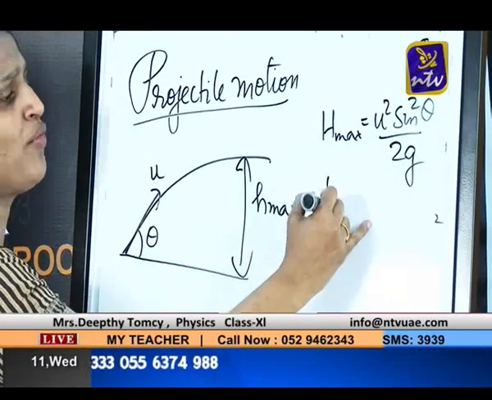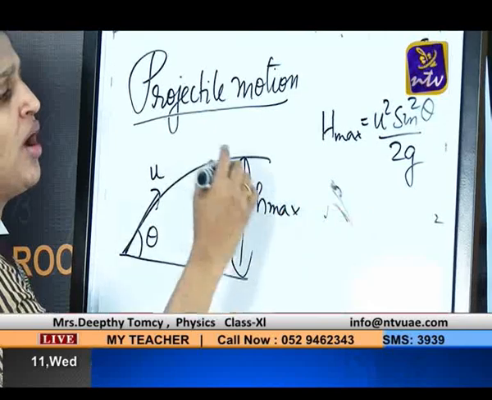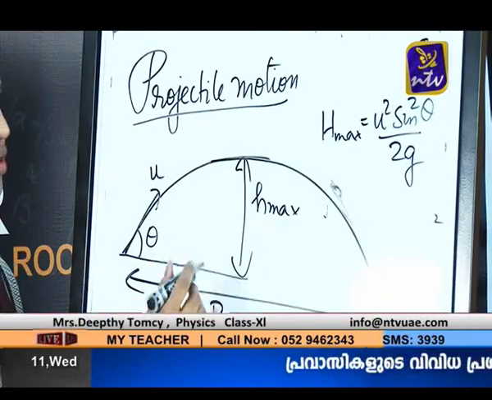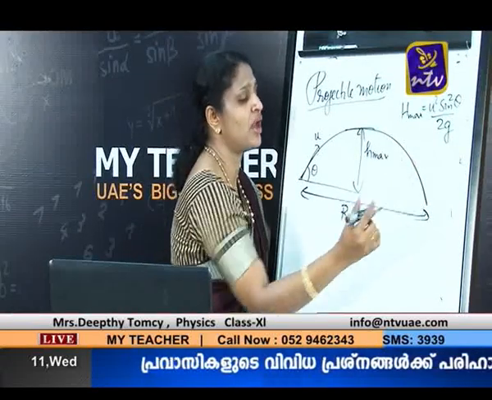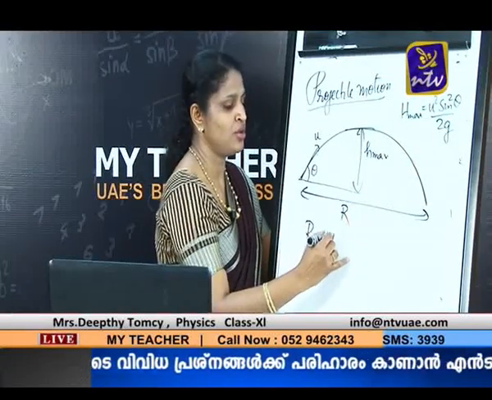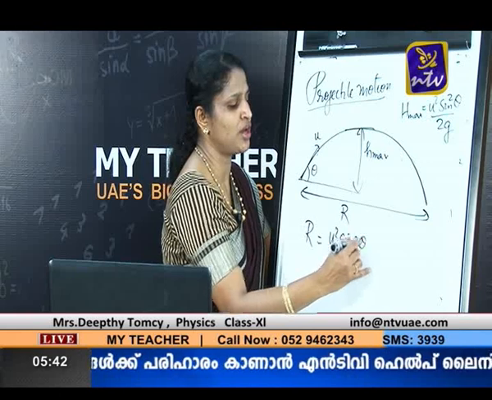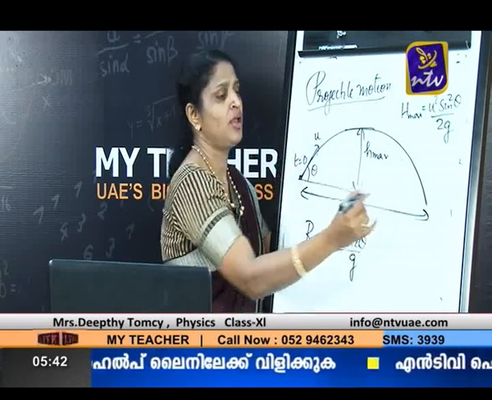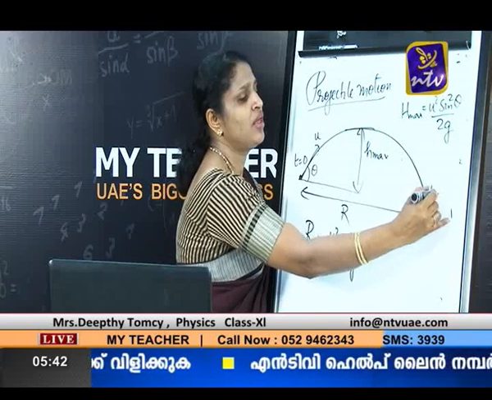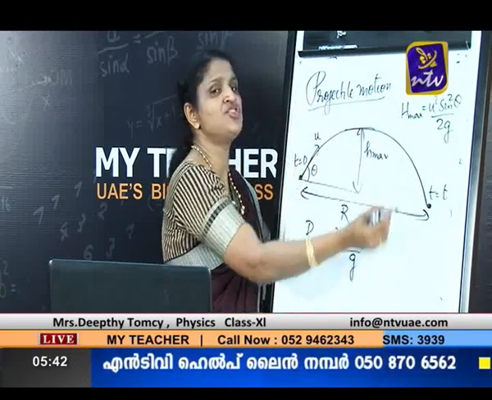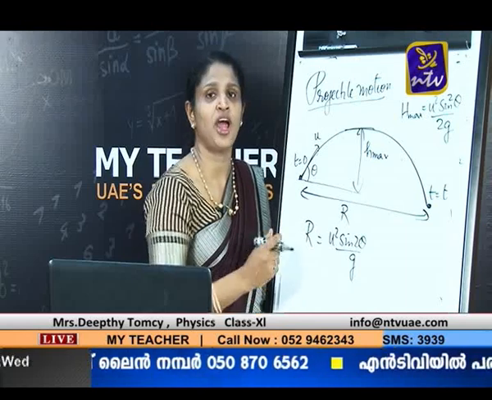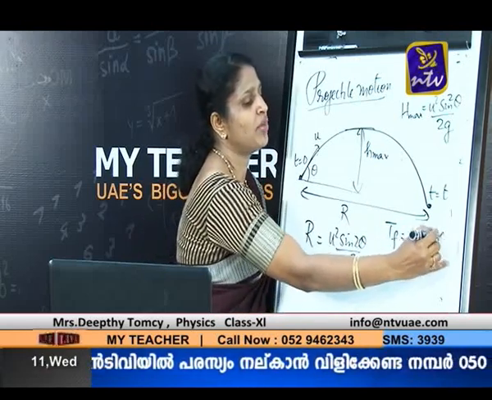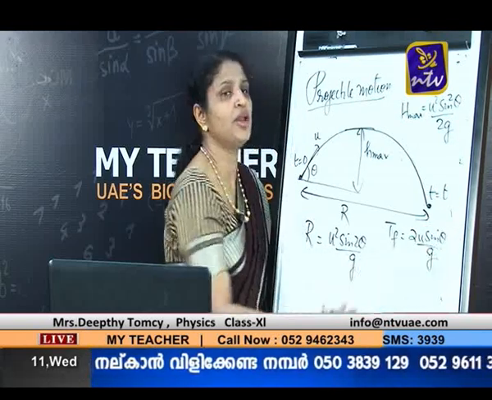The range of a projectile means the maximum horizontal distance covered by a projectile. The horizontal distance of a projectile, r, is given by u squared sine 2 theta divided by g. It starts the journey from a point here and it ends the journey here. The time taken to complete its journey is called the time of flight of a projectile. The time of flight of a projectile is given by 2u sine theta divided by g.